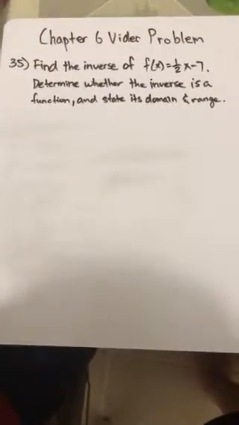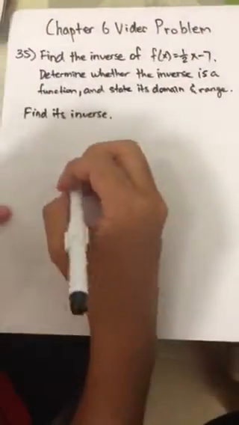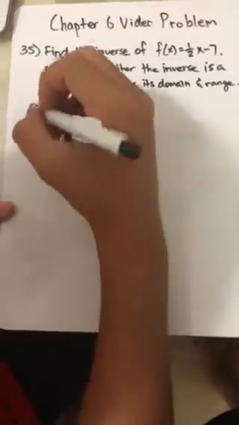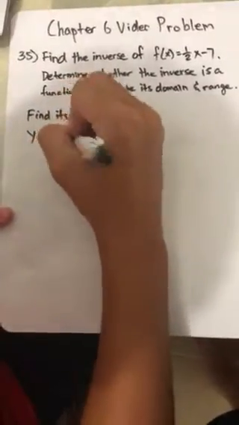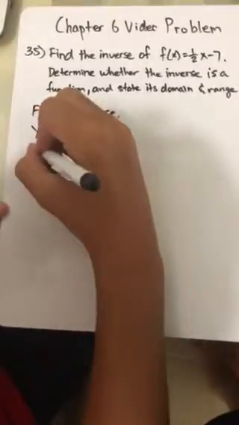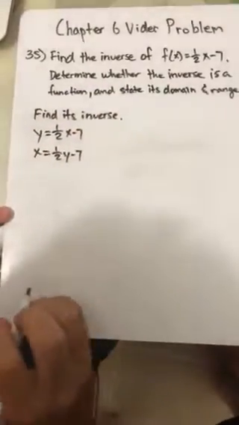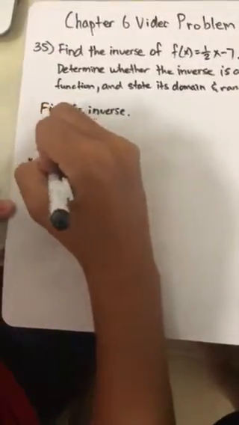So first, you would like to find its inverse. Change f of x to y and rewrite the original function. Then you would switch the x and y, so it would be x equals 1/2 y minus 7. Then add 7 to both sides: x plus 7 equals 1/2 y.